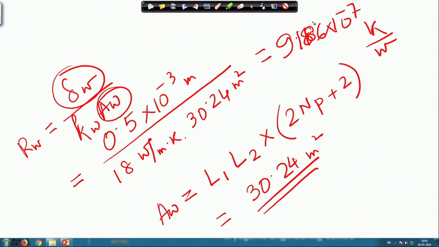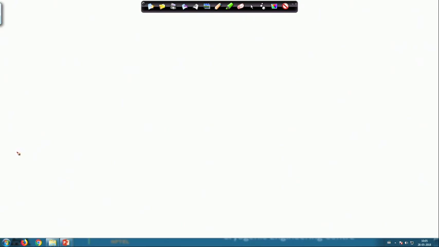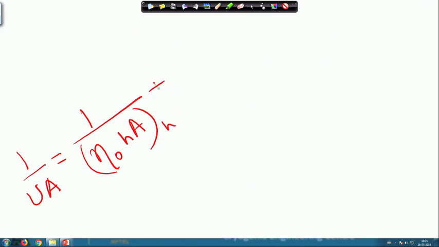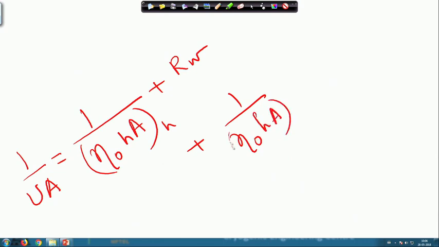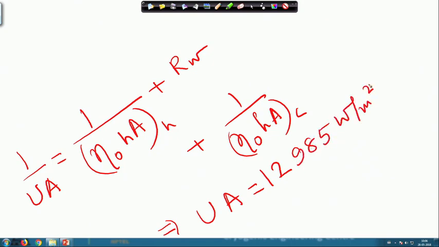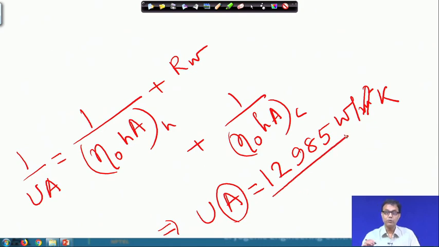So, we have now the overall estimation of this: 1 by U A is equal to 1 by eta 0 h A for the hot side plus R W plus 1 by eta 0 h A for the cold side, and if we put all the values, we will find that U A is coming to be 1985 watt per Kelvin.